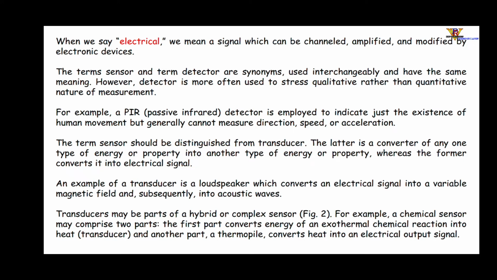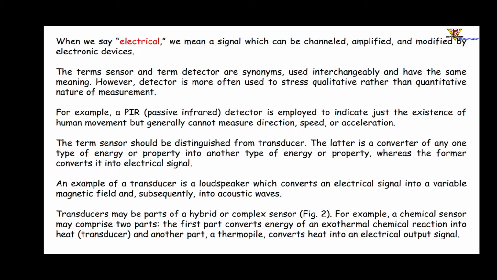For example, a PIR, that is a passive infrared detector, is employed to indicate just the existence of human movement, but generally cannot measure direction, speed, or acceleration. So an infrared detector can only be used for detection of movement, but it can't detect the direction, speed, and acceleration of the object which is moving. The term sensor should be distinguished from transducer.